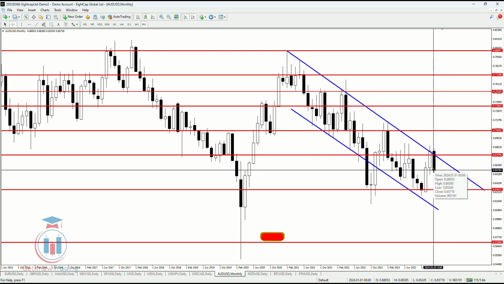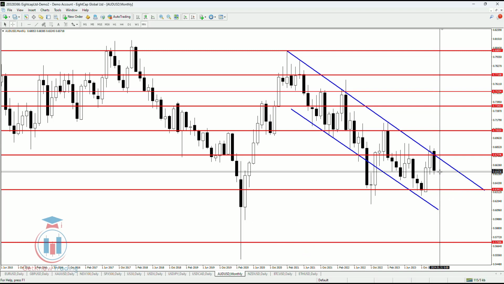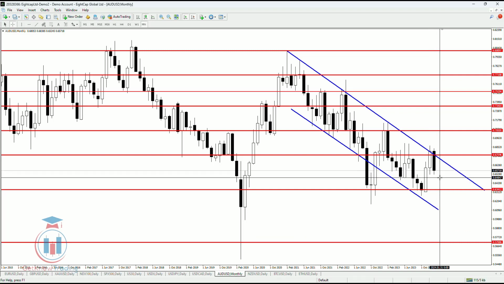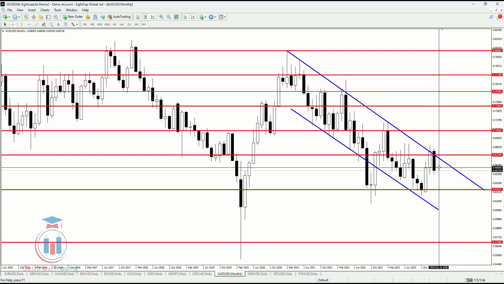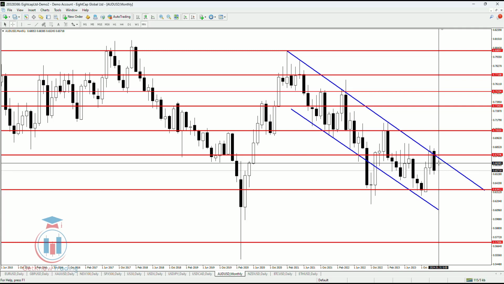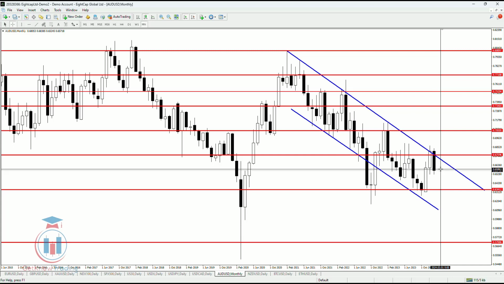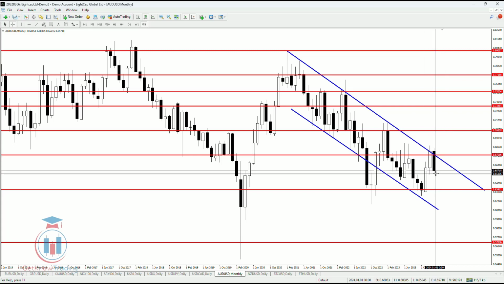We have 3 more days next week to close this month, so we need to see what happens in those 3 days. If the price closes here, I am expecting that the price will continue and fall to 0.64. If the price goes up and closes above 0.66, then there is a possibility that the price will retrace all the way to 0.665 and also 0.67. This is much more visible on the daily time frame. I will explain that, but this is the scenario as it looks right now.